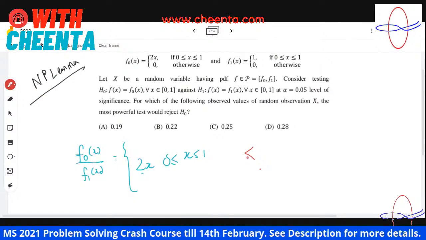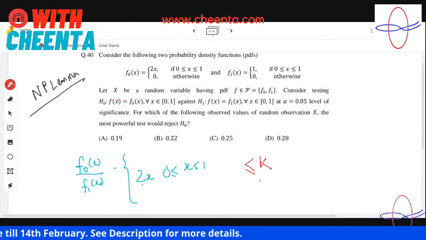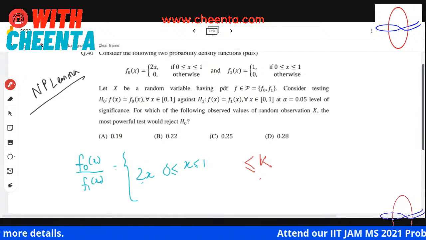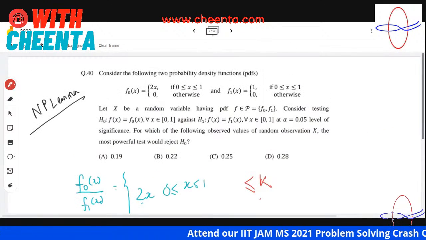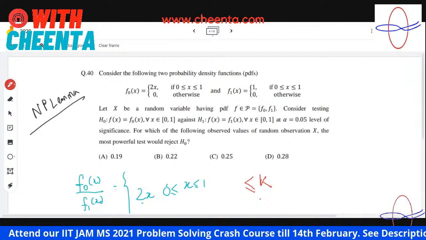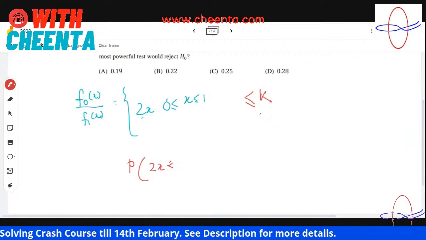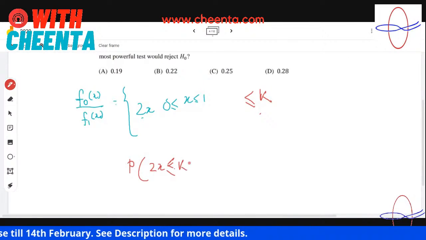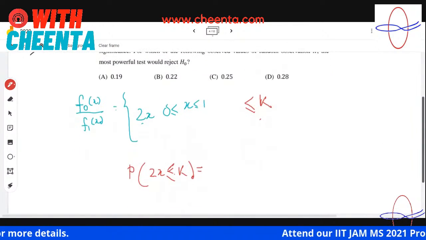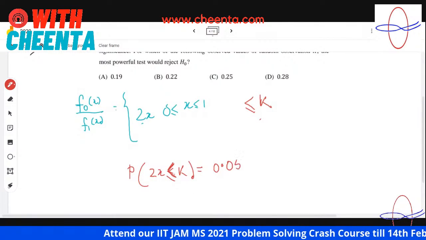So we will reject if it's less than or equal to k for some x. Okay, it's only one random variable x, so we are only observing 1. Perfect. So now we want to find the probability at which twice x is less than or equal to this k. We want to reject at 0.05 level of significance. So the probability that it is less than or equal to k is 0.05, right?